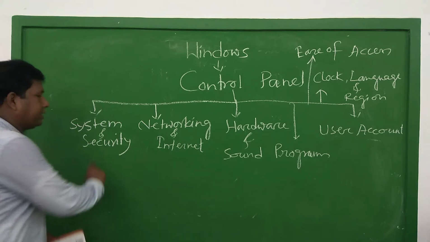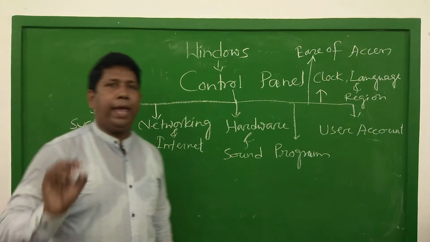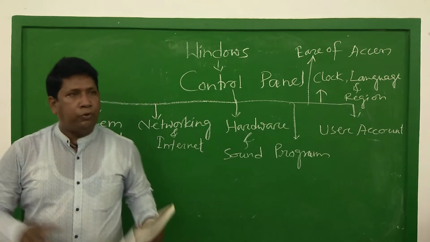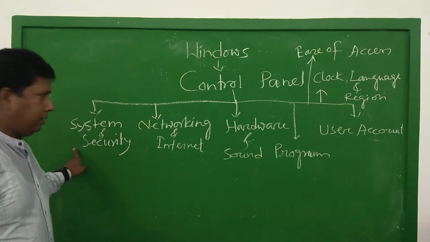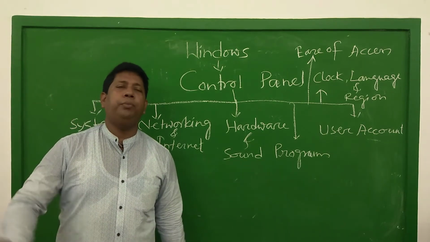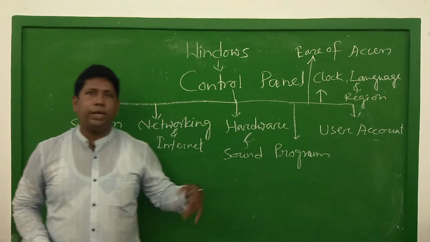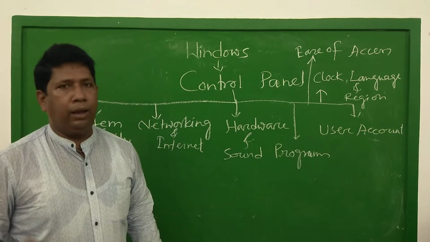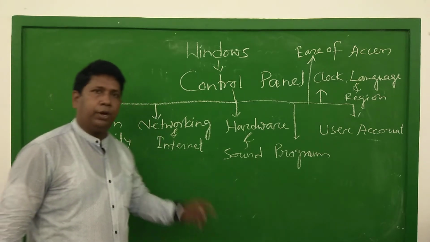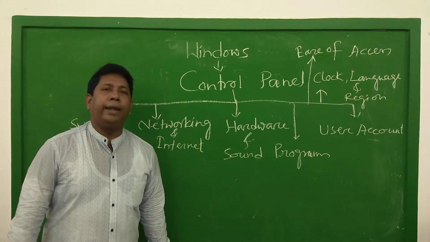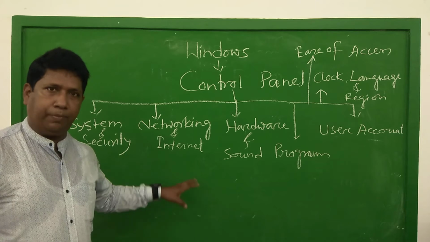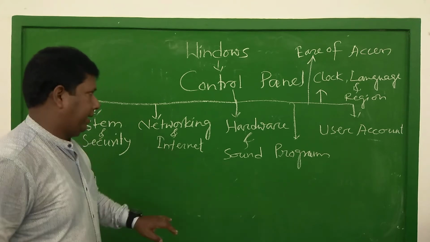First is system and security. Through the control panel you can modify your computer with full system and security. Next is networking. Nowadays it is very familiar with other computers. If you want to share your information with other computers through the control panel, we can add networking for sharing information as well as the internet. Everybody knows that the internet is a network of international communication systems. We can also set it up through the control panel.